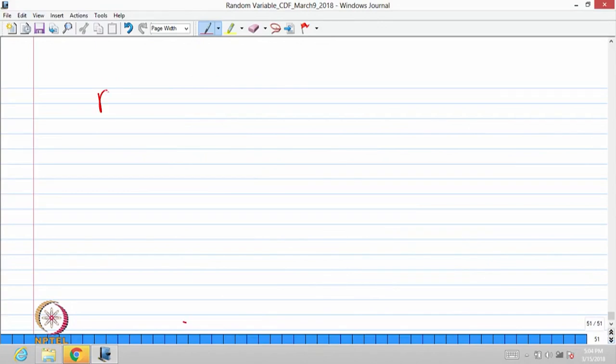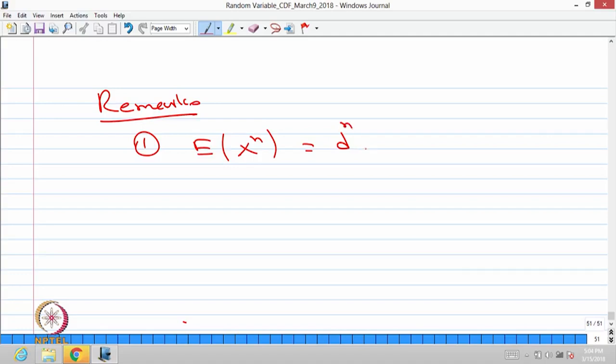As remarks, the first remark: one can get the nth order moment about the origin from the moment generating function by successive derivative n times with respect to t, then substituting t equal to 0. That is the same as expectation of x power n.